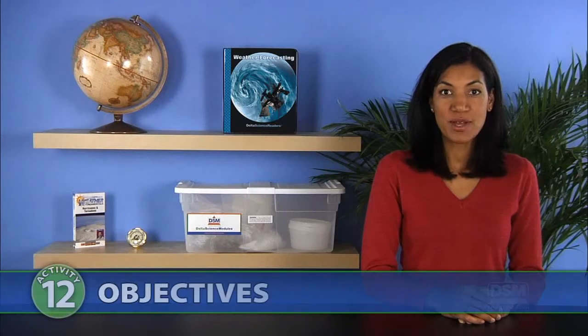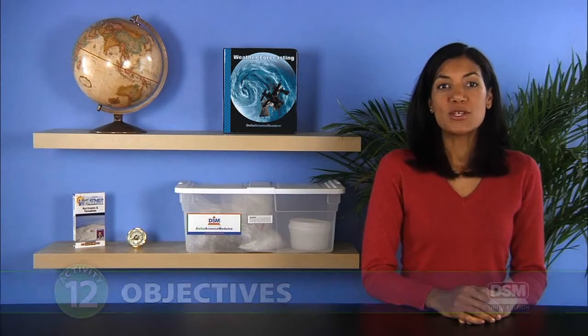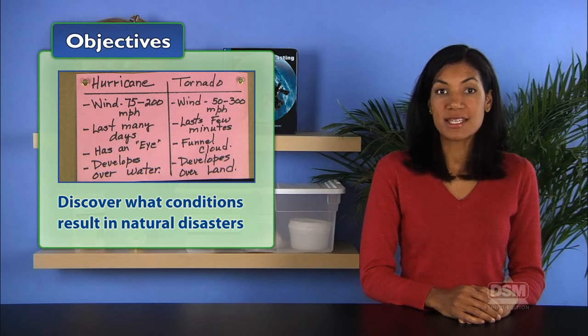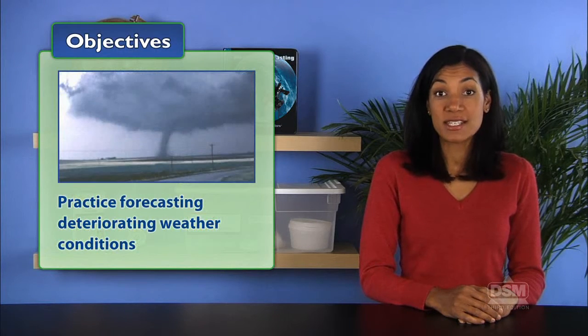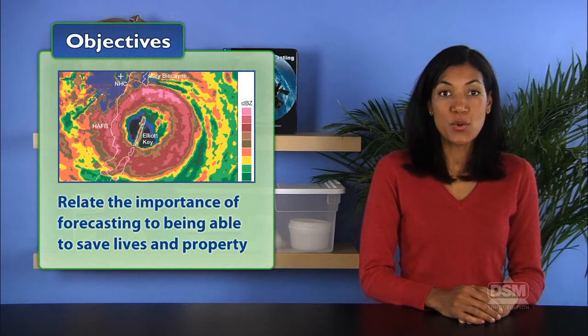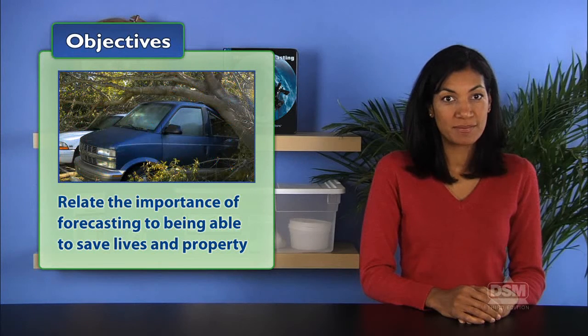In Activity 12, Severe Storms, students examine several types of weather-related natural disasters. They first discover what conditions result in natural disasters, then practice forecasting deteriorating weather conditions, and finally, relate the importance of forecasting to being able to save lives and property.